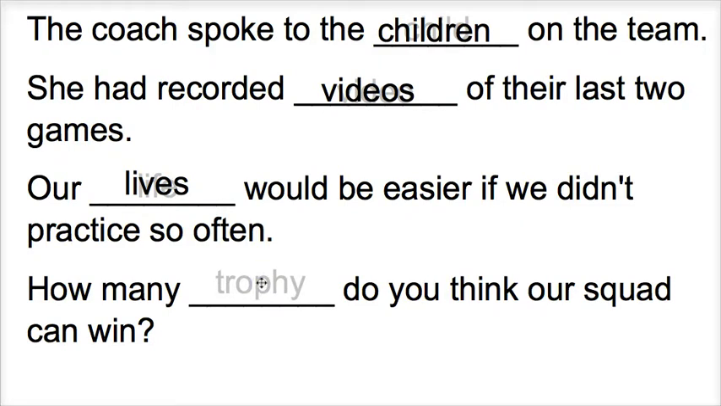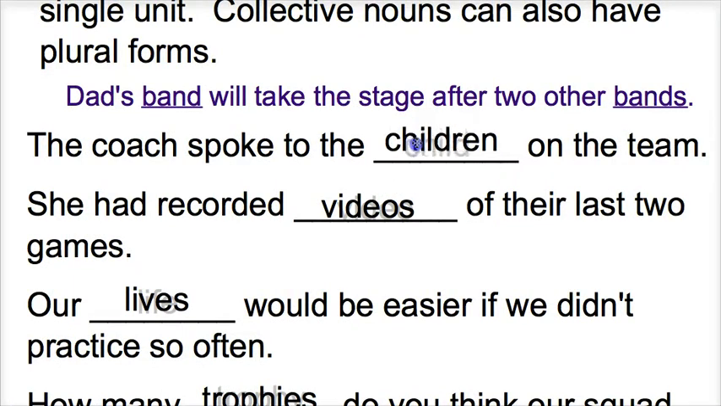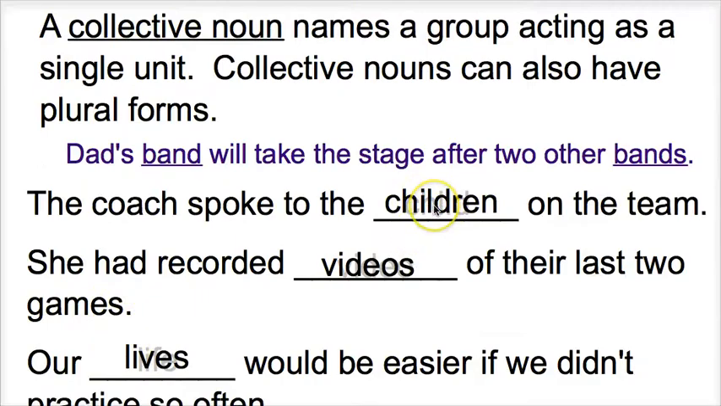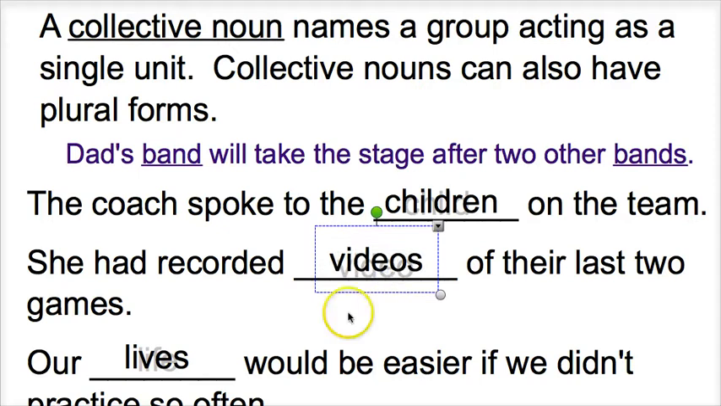And here's another example. How many trophies do you think our squad can win? This is that change your Y to I rule. So we change our Y to I and add ES. Let's review those again. Here we have the word child, which we need to make plural. It gets a different spelling. It falls under that rule of what to do when you have a special plural form. We change child to children. Here we have the word video, and we just want to make it plural, so we simply add S. That's one of those words that we can just add S.